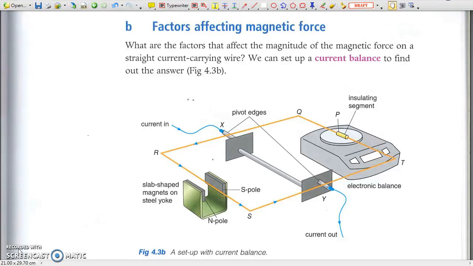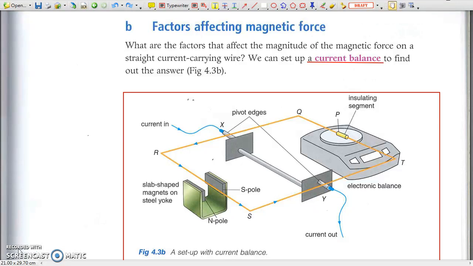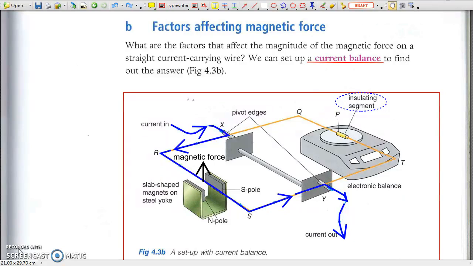This is called a current balance. Note that there is a short insulator P, so that current can only flow from X to Y through the arm RS. When current flows from R to S, there will be a force on RS, an upward force. Try it yourself.